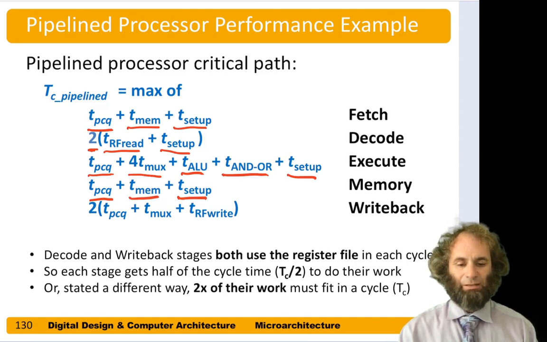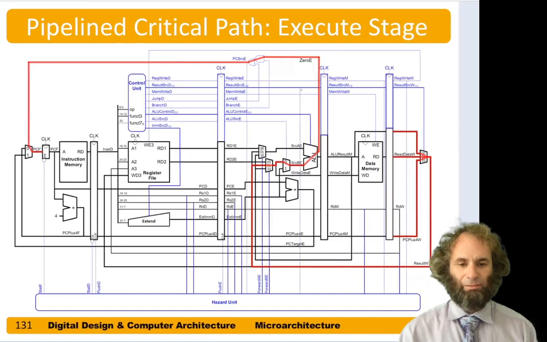And for write back, in half a cycle we need to come out of the first flip-flop, go through a mux, and write the register file. And that has to happen in half a cycle, so the cycle time needs to be at least twice that. So we could put in the numbers for each of these and see what the maximum clock period needs to be. And we find that the slowest case is in the execute stage.